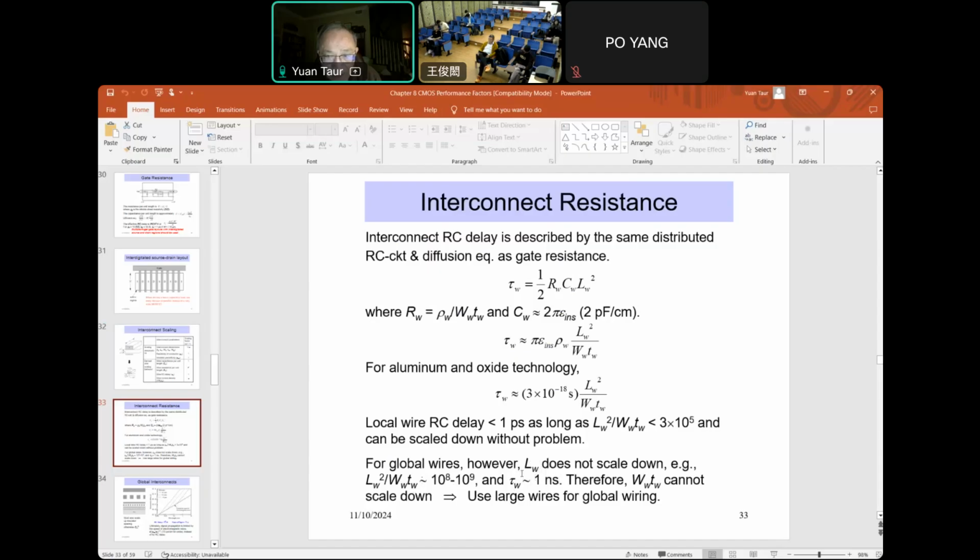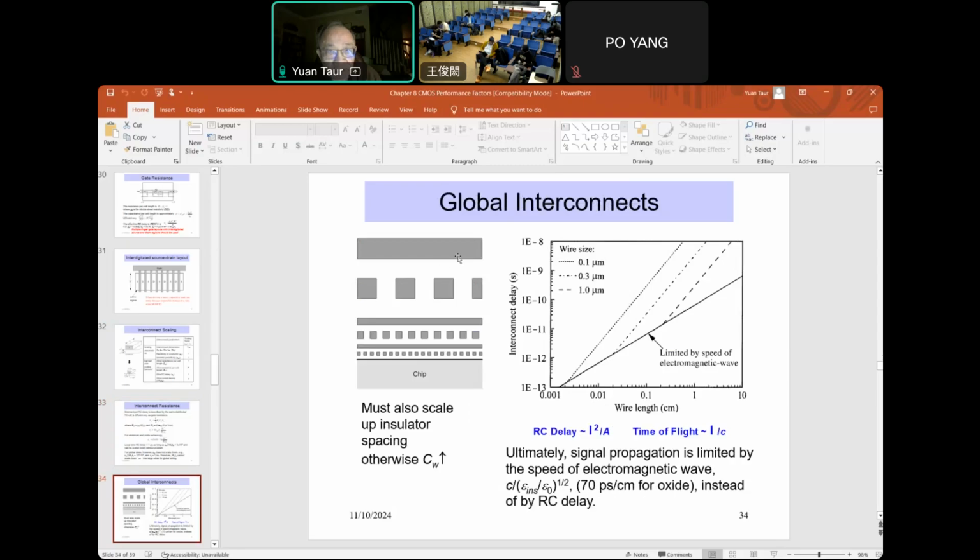So this becomes unacceptable. The conclusion here is that we cannot use small wire to connect circuits far away. We cannot use small wire to connect large circuits. Small wire only for local circuits. So the solution is the multiple levels shown here.